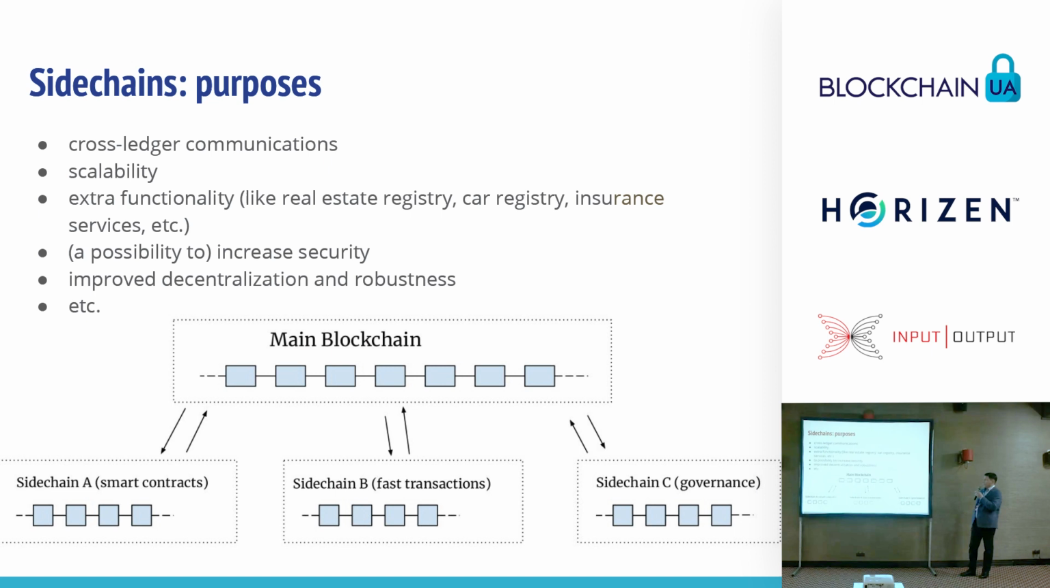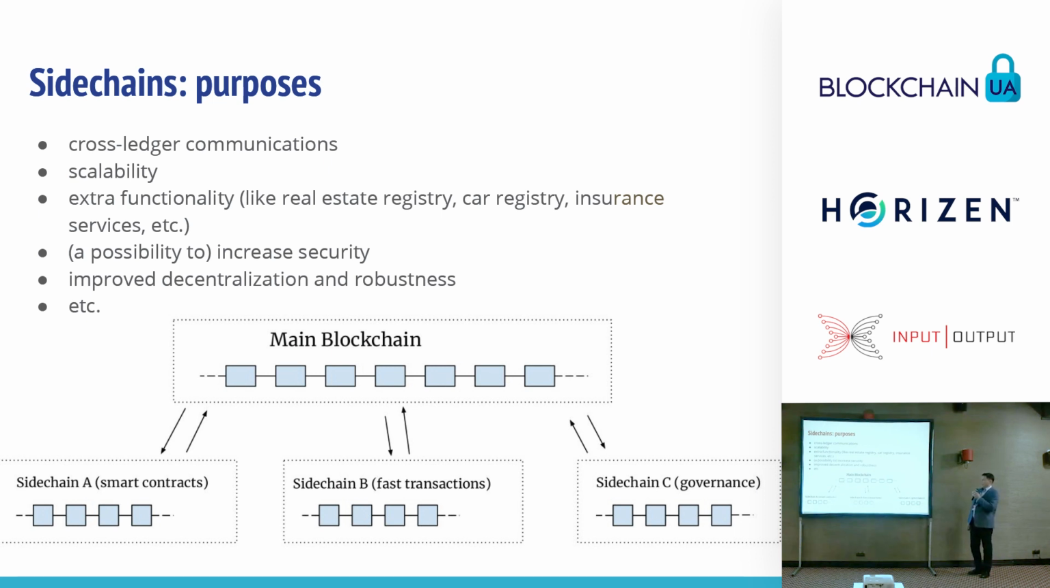Why do we need sidechains? First of all, of course, we use this for cross-ledger communication. We need to connect different blockchains to each other. Besides that, we're solving a scalability problem. We have limits on transaction throughput, on information processing speed on each blockchain, and by connecting blockchains together, we solve a scalability problem. Besides that, we add extra functionality.